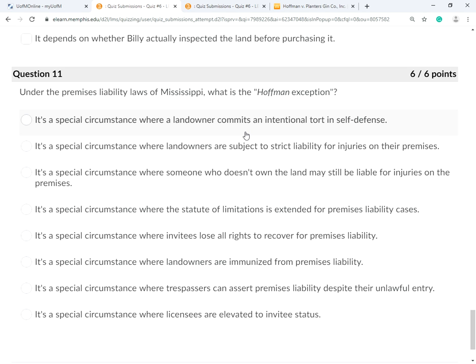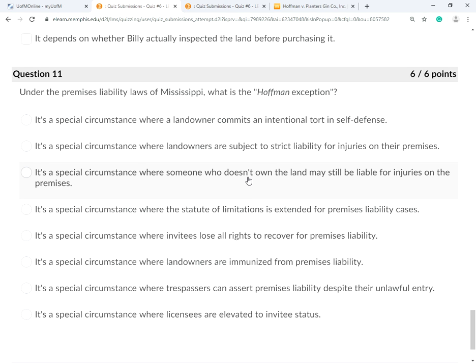It's not an intentional tort. He's not defending himself. So that was an answer. I decided, okay, that's not going to be the answer. It's a special circumstance where landowners are subject to strict liability for injuries on their premises. I kind of got stuck on strict liability because I thought that was more of a product liability than would be in this case. So I said, no, I don't think that's the answer.